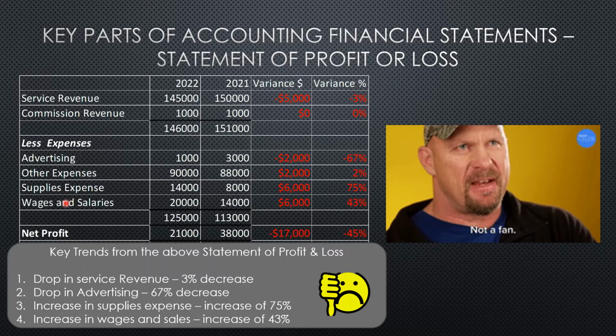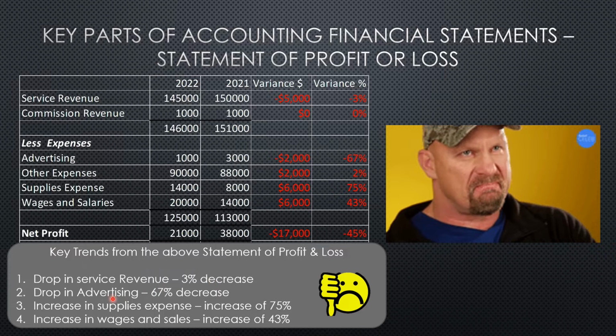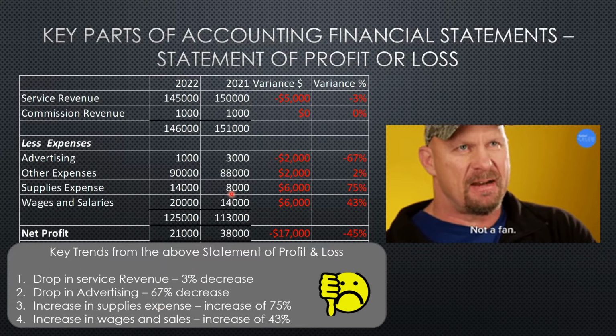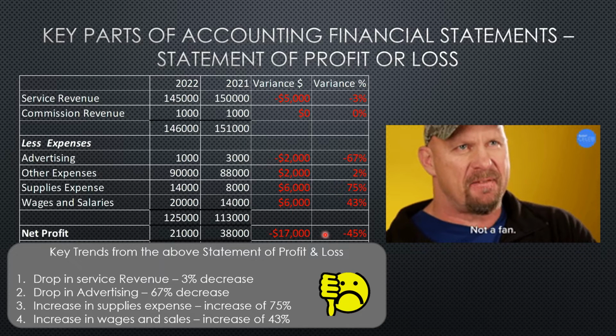So in other words, you'll be identifying the key movements or the key variances between the two. And as you can see here, service revenue has dropped by 3%, drop in advertising at 67%, increase in supplies expense of 75% or $6,000, and an increase in wages and salary of 43% or $6,000. And all of these key increases in expenses has led to our drop in profit as compared to last year, a 45% decrease in profit.